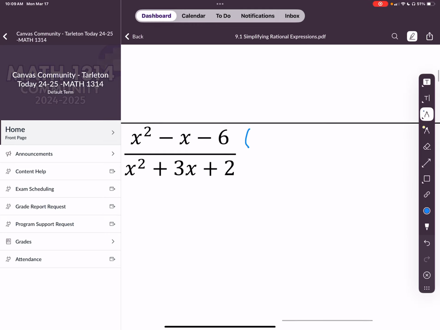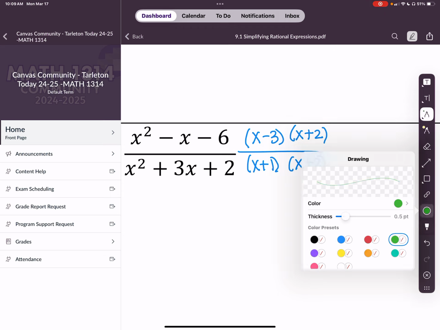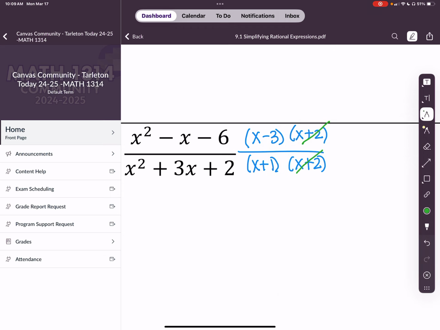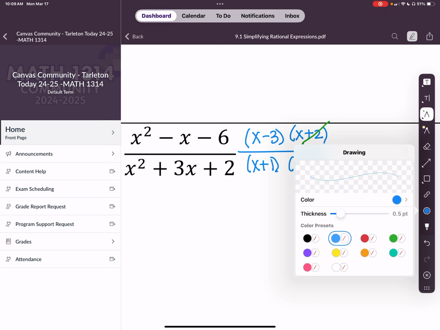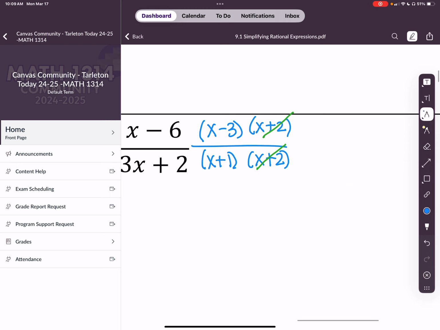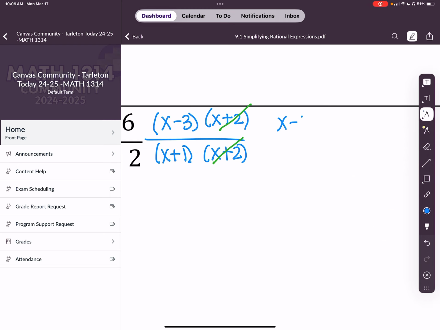All right, x squared minus x minus 6. We need to factor that. So that's going to be x minus 3, x plus 2. And I need to factor the bottom. So we have x squared plus 3x plus 2. So it's going to be x plus 1, x plus 2. Okay, and so we look in our numerator and our denominator, and we notice that they both have an x plus 2. So those two are both going to cancel. So our function is just going to be x minus 3 over x plus 1.